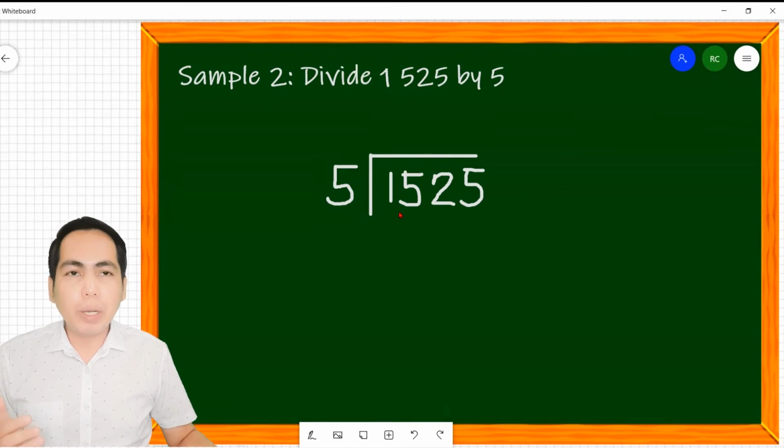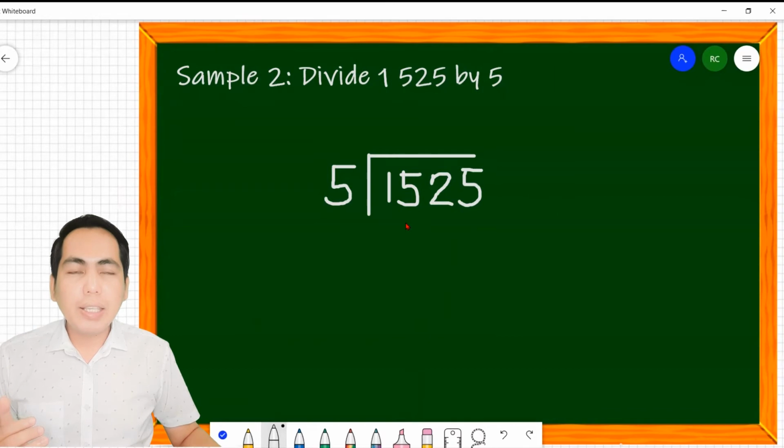The first step is for us to divide the first digit of our dividend by our divisor. Since the divisor is larger than the first digit of our dividend, we have to use the first two digits of our dividend, which are 1 and 5, to give us 15. So we have to count how many 5s we can get from 15, and it will give us 3.